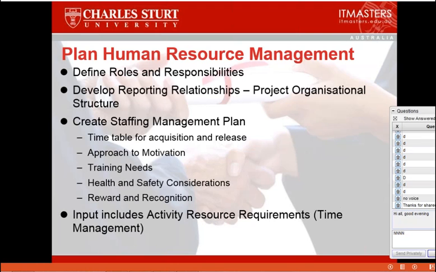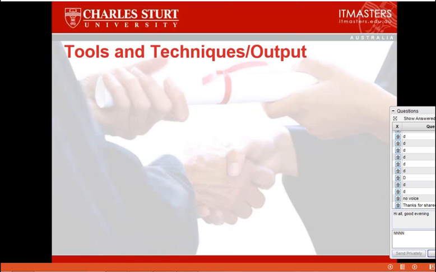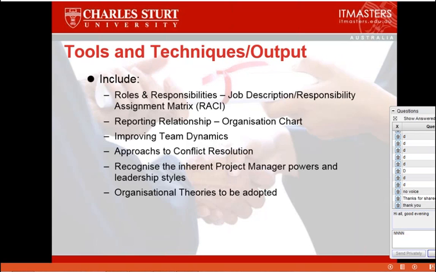And the inputs include activity resource requirements. So that comes from our time management. Tools and techniques, some of these tools and techniques are quite important. RACI Chart, which is essentially a responsibility, accountability, consult and inform type chart, which we're going to look at in a second. We need to consider the reporting relationships in an organization chart. How do we improve team dynamics? How do we approach conflict resolution, recognize the inherent project management powers and leadership styles, and we consider organizational theories to be adopted as we go through our project. The output is our human resources plan.